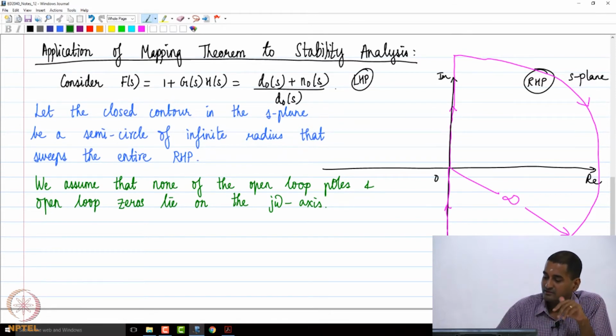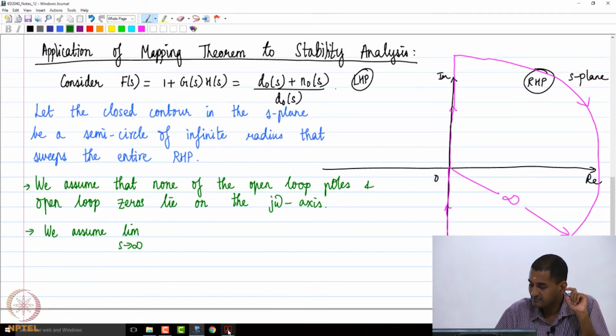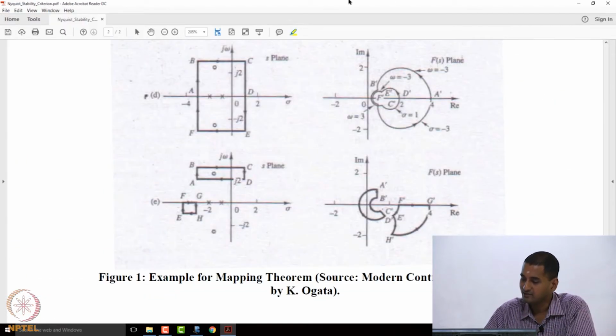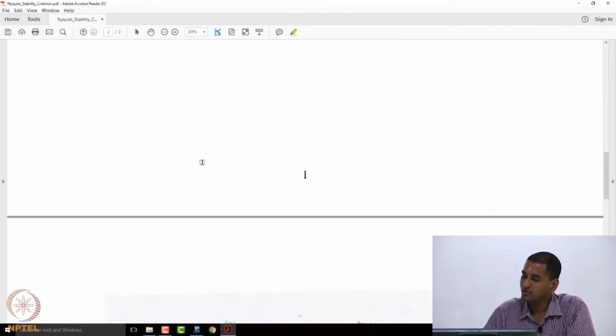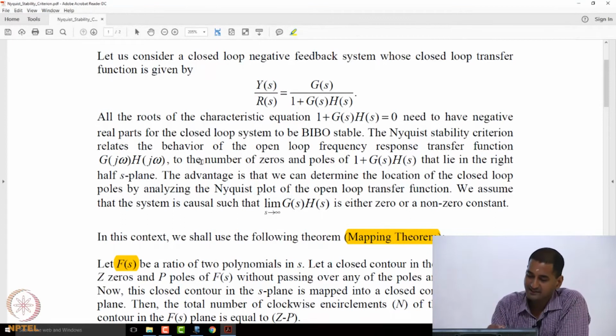Now, further we assume that limit s tending to infinity, this is what I would have typed here. Let me go back to the handout so that I can explicitly point out which point I am referring to.